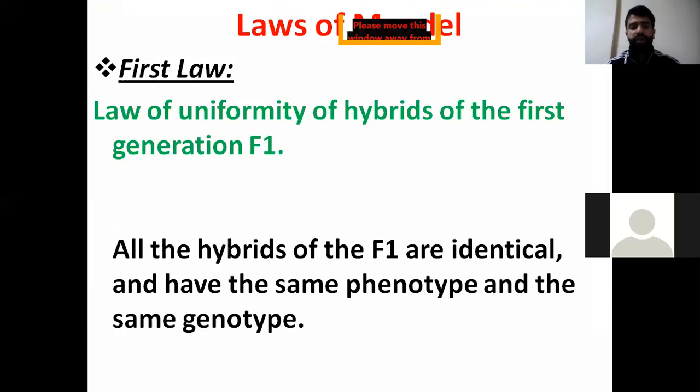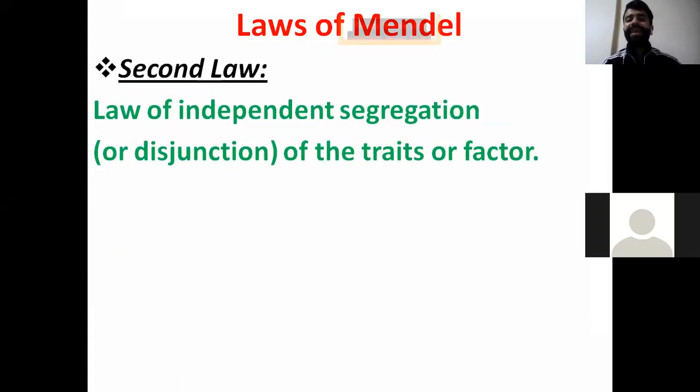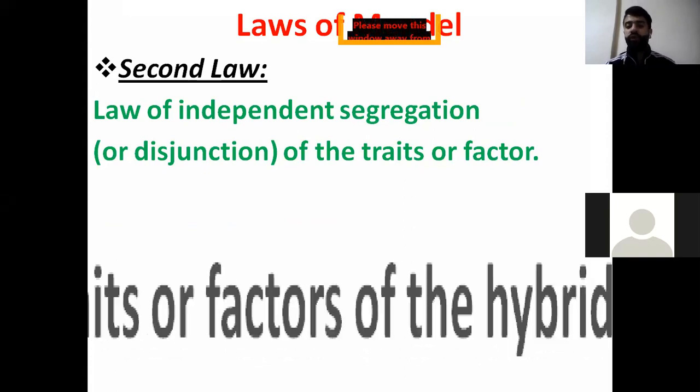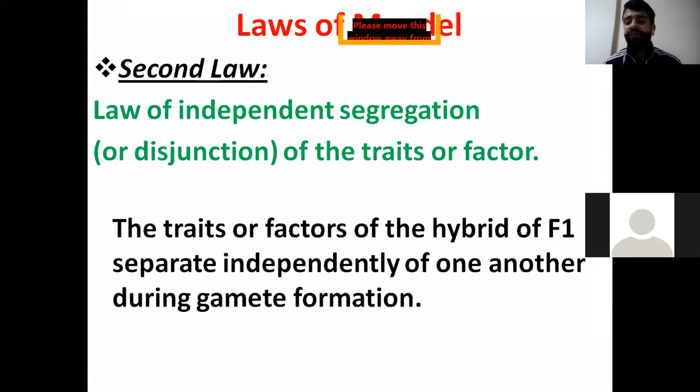Moving now to the second law. We said that all F1 are hybrid, they are identical, they have the same phenotype as well as the same genotype. Second law, law of independent segregation or disjunction of the traits or factors. What does this mean? The traits or the factors of F1. Remember that we talk about long and short, and the F1 all came out LS. They have genotype L capital, S small. And we assume that the long is the dominant and the short is the recessive.